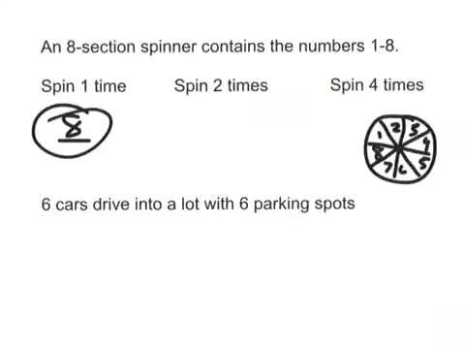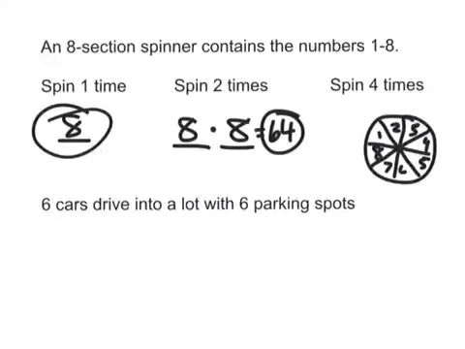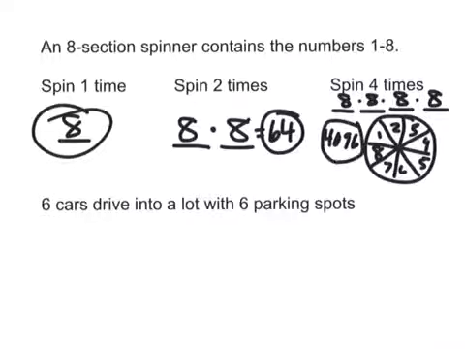If we were going to spin it 2 times, how many different outcomes would there be? Well, I'm going to spin the first time, there are 8 possible outcomes. I'm going to spin again, there are 8 possible outcomes again, because I could get the same number again, and 8 times 8 is 64. And if I was going to spin it 4 times, for the first spin I have 8 possible outcomes, the second spin I have 8 possible outcomes, the third spin 8, and the fourth spin 8 again. So we'd need to multiply 8 times 8 times 8 times 8, which is 4,096 possible outcomes.